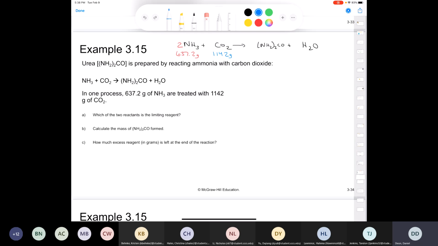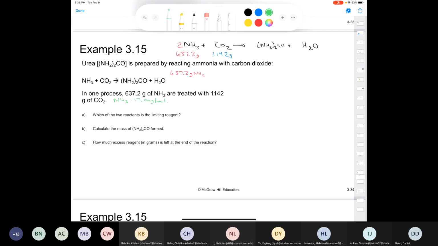Okay, so let's start with our ammonia, and I'll try to color code it here. We've got 637.2 grams of ammonia. I've gone ahead and calculated some of the molar masses here. I'll write them down here. Ammonia is 17.04 grams per mole.